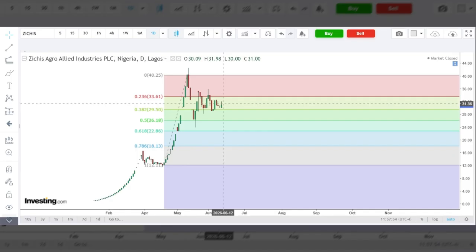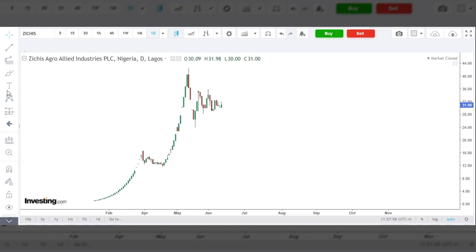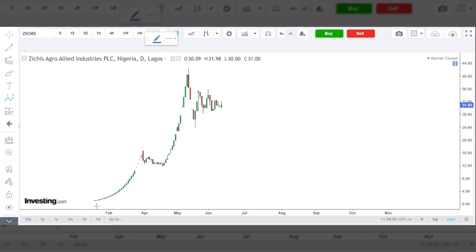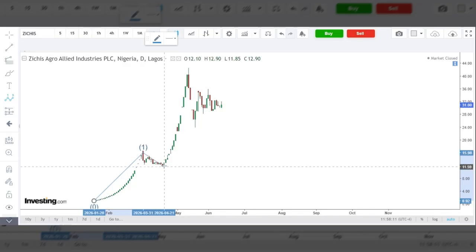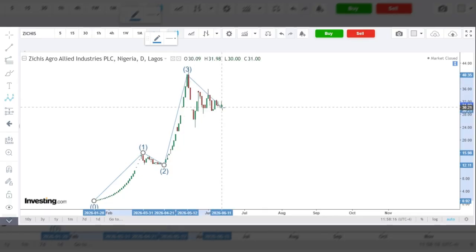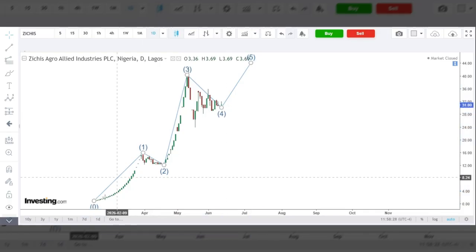So yeah, let me first draw the waves. I'm going to use Elliott Wave. This is 1, 2, 3, 4, 5. So I'll show you where 5 will end. But for now, let's just focus on these first waves.